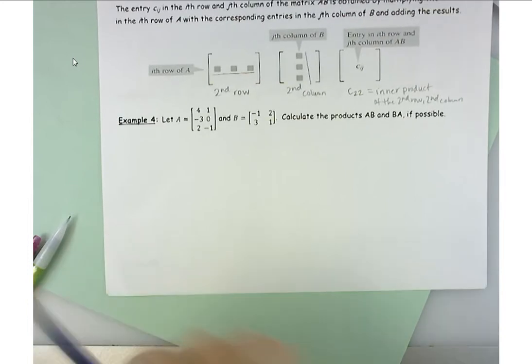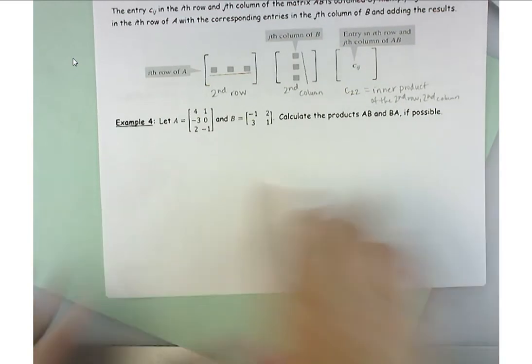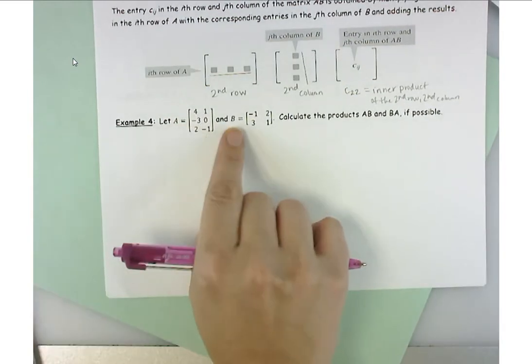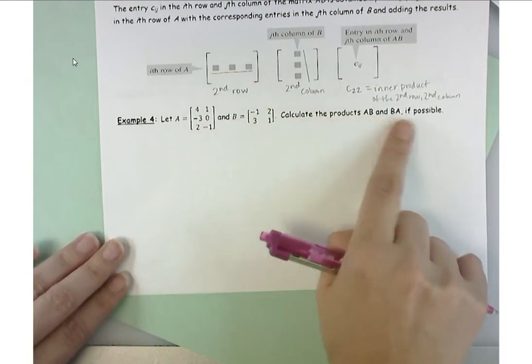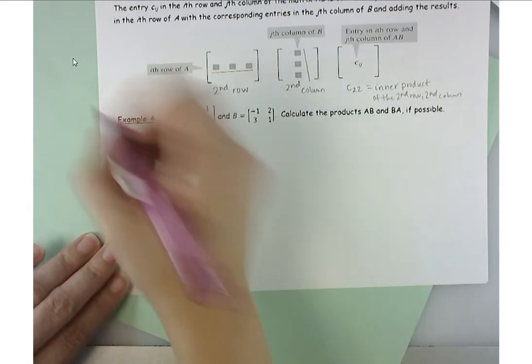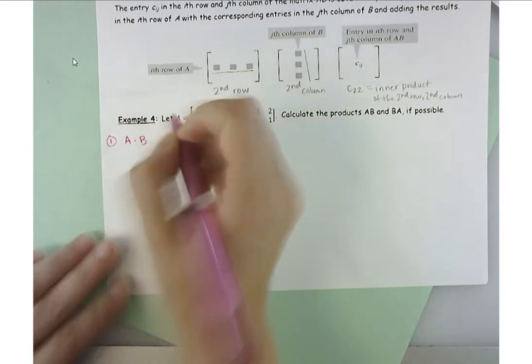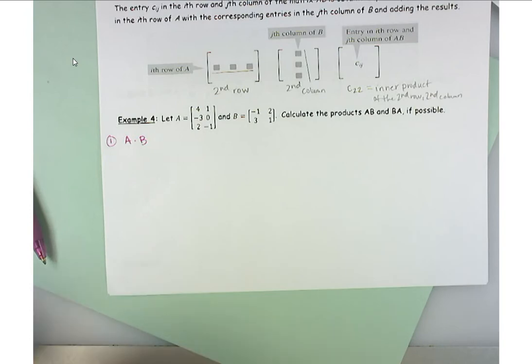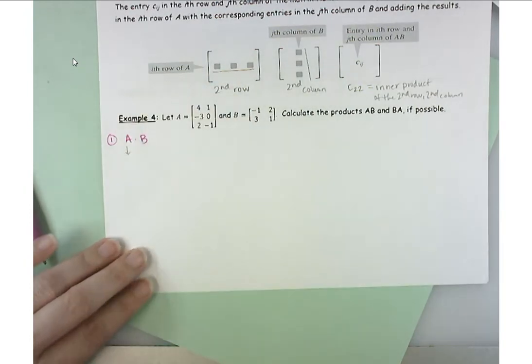Okay, so we're going to calculate some of these together for example 4, and then I'm going to let you do some on your own. So we're given A and B. We have to calculate A times B and B times A if possible. So the first thing I'm going to do is try to calculate A times B. So what I have to do is identify what their dimensions are.